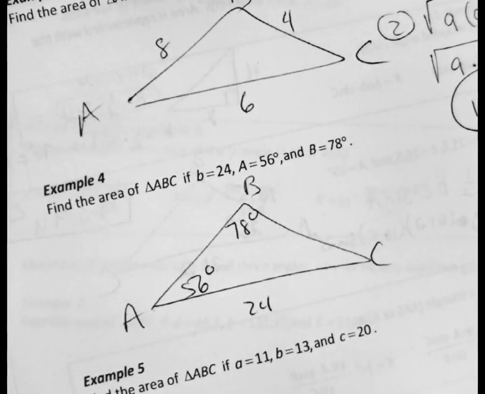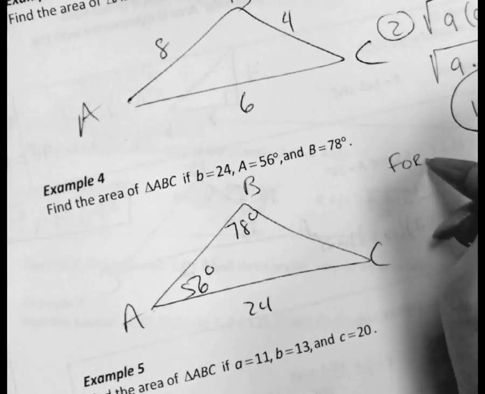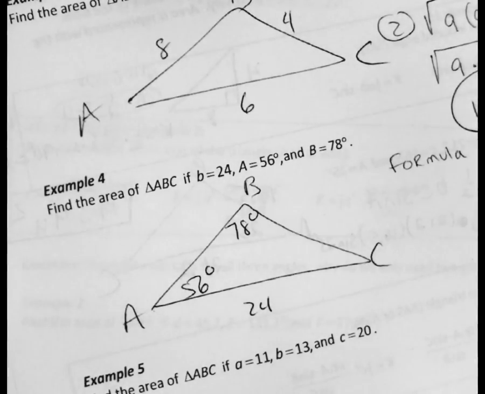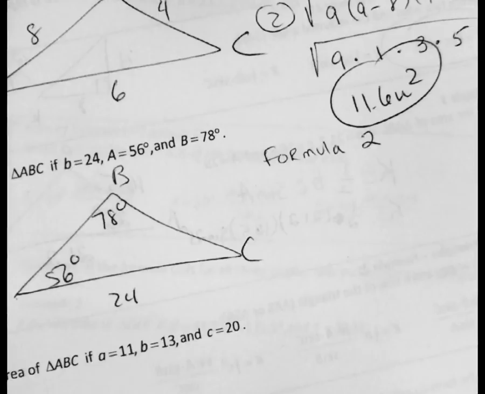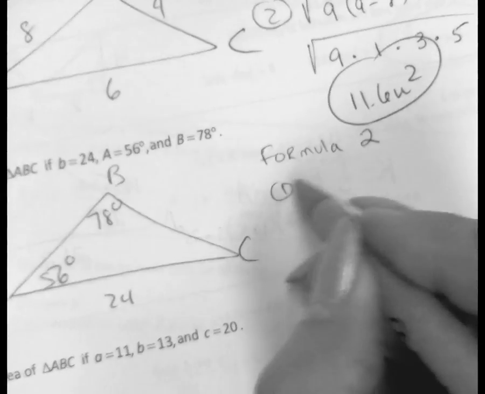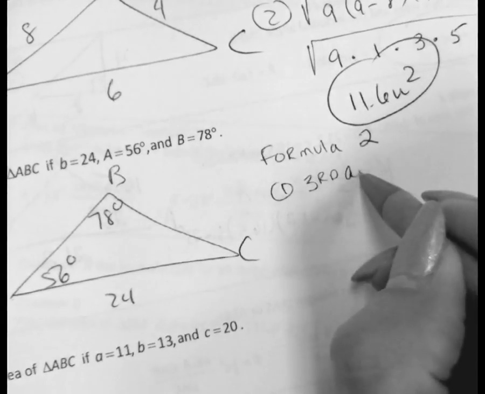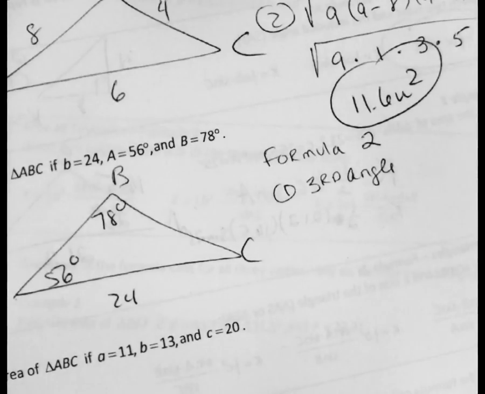Which formula do we use if we know 2 angles? 1, 2, or 3? I gave you 3 formulas today. What'd you say? Which formula do we use? It says right there, like one says SAS, one says AAS, one says SSS. So this is formula what? 2. Okay, formula 2. Now, before we know which one we're going to use, we have to find what first? Find your third angle first.